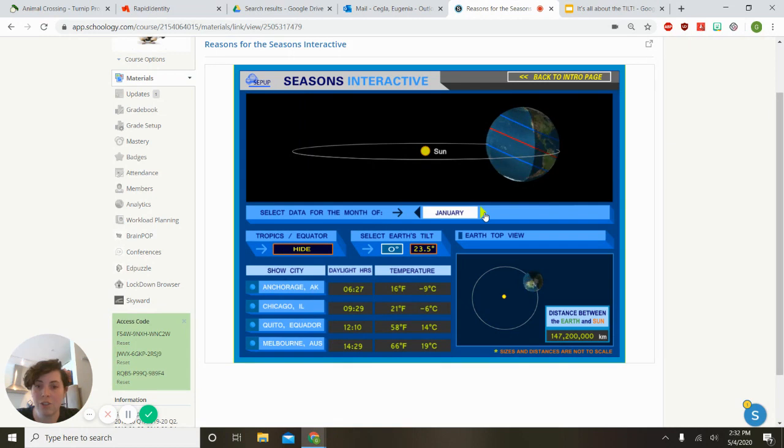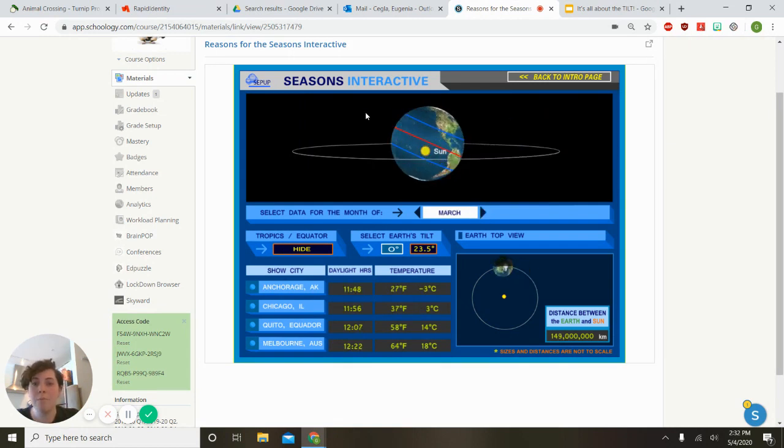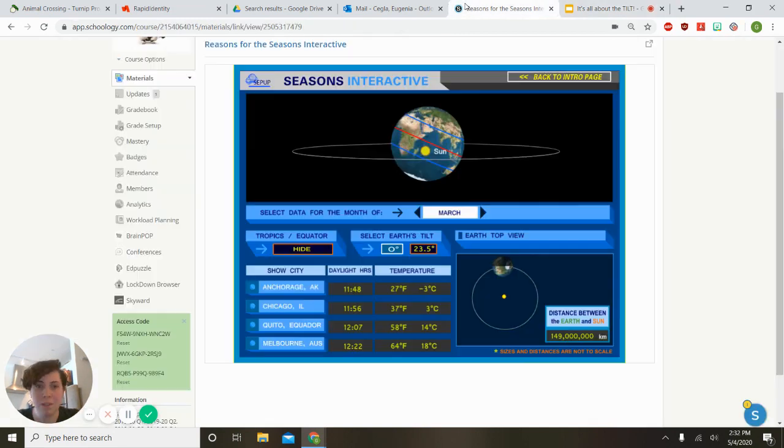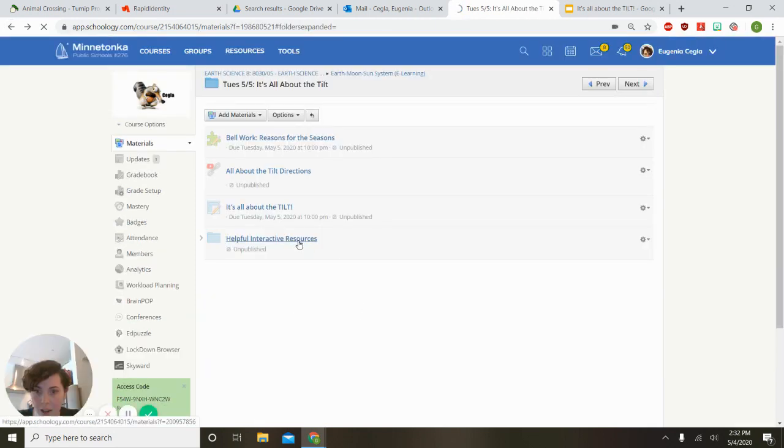So I can go ahead and change the month here and move my Earth around. Now it's at the back spot on here, which would be the top one on our worksheet, and we can go from there on the seasons. I quickly want to show you what that other interactive looks like, just in case you would prefer to use something like that as well.